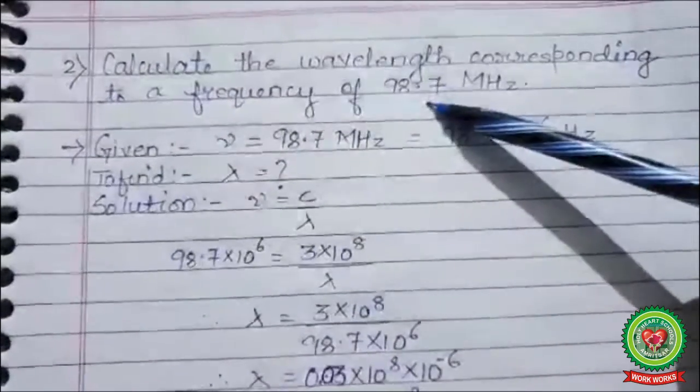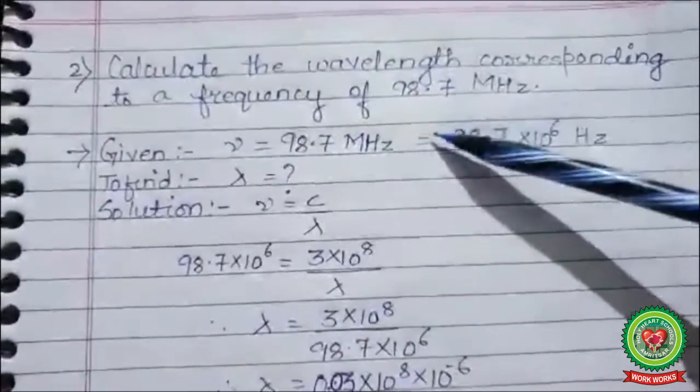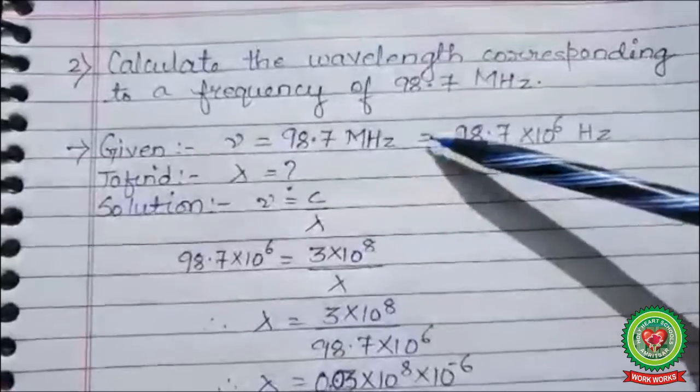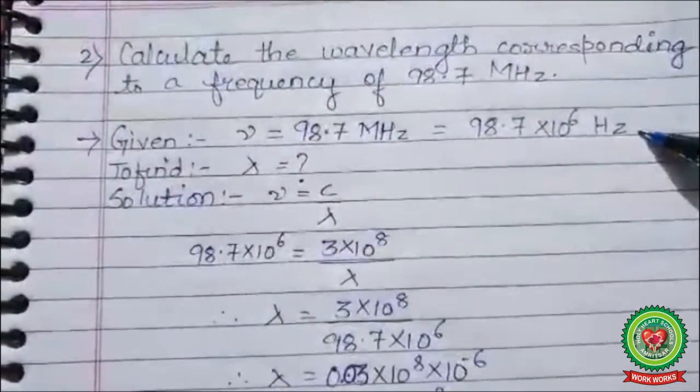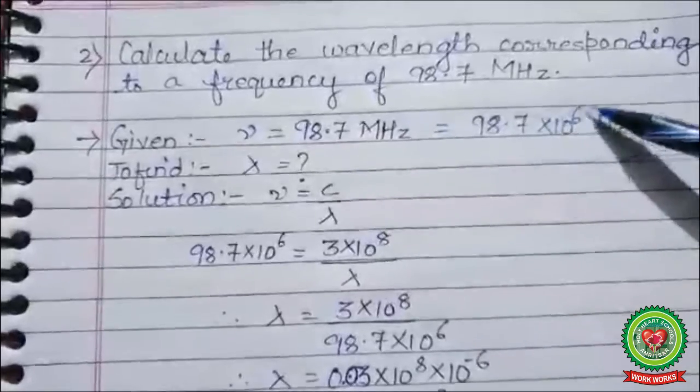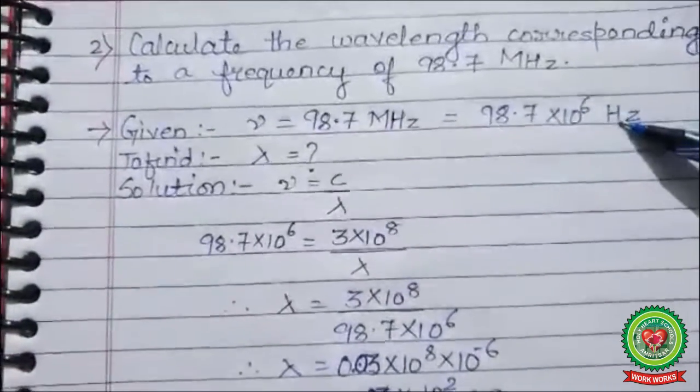So here frequency is given, we need to calculate wavelength. First we will write the given part. But we cannot use megahertz directly, we need to convert it into hertz, and we know that 1 megahertz equals 10^6 hertz. So that we have done the conversion.